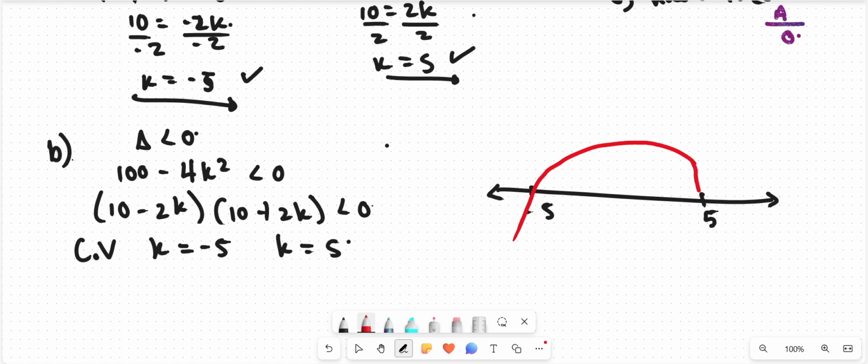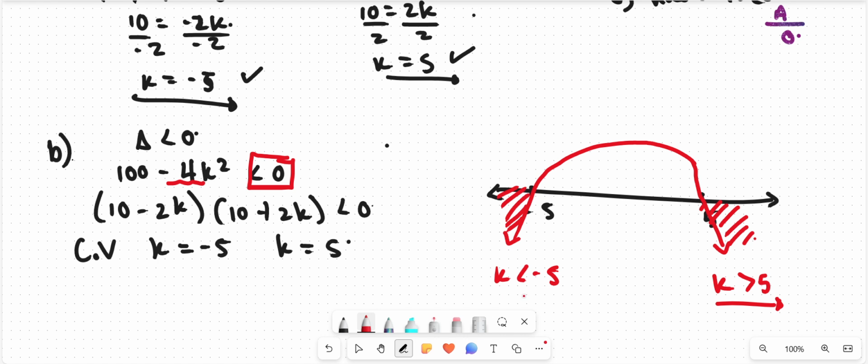I hope you're seeing what a I'm talking about. The a that is right there multiplying the k squared, that is our a. So it tells me it looks like this, and since this says less than 0, I'm looking for the range down there, and the range down there. So k is less than negative 5 for that range, and k is greater than positive 5 for that range. So those are the values I was looking for.